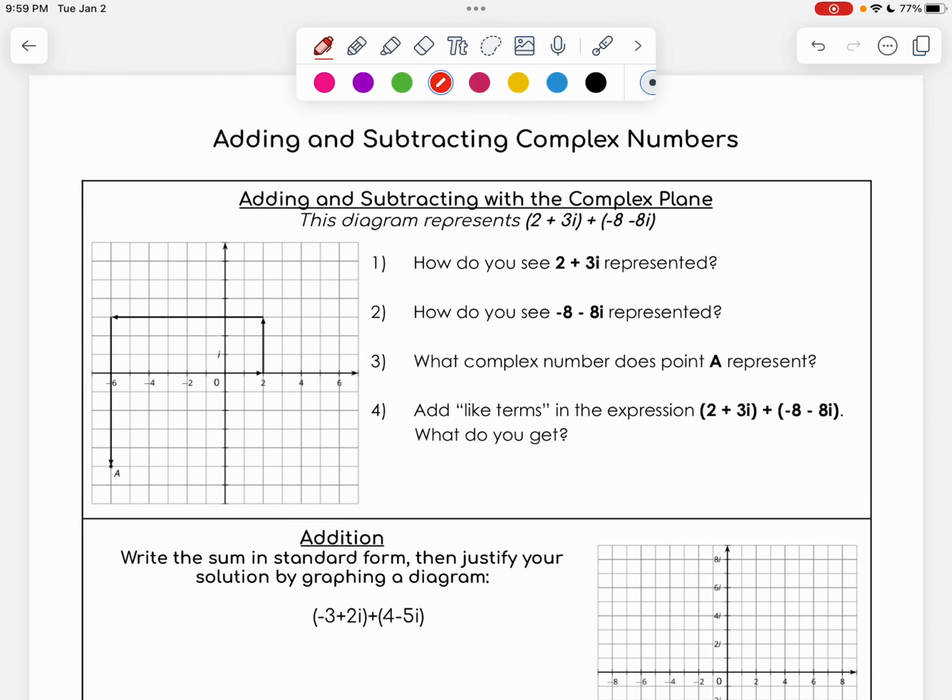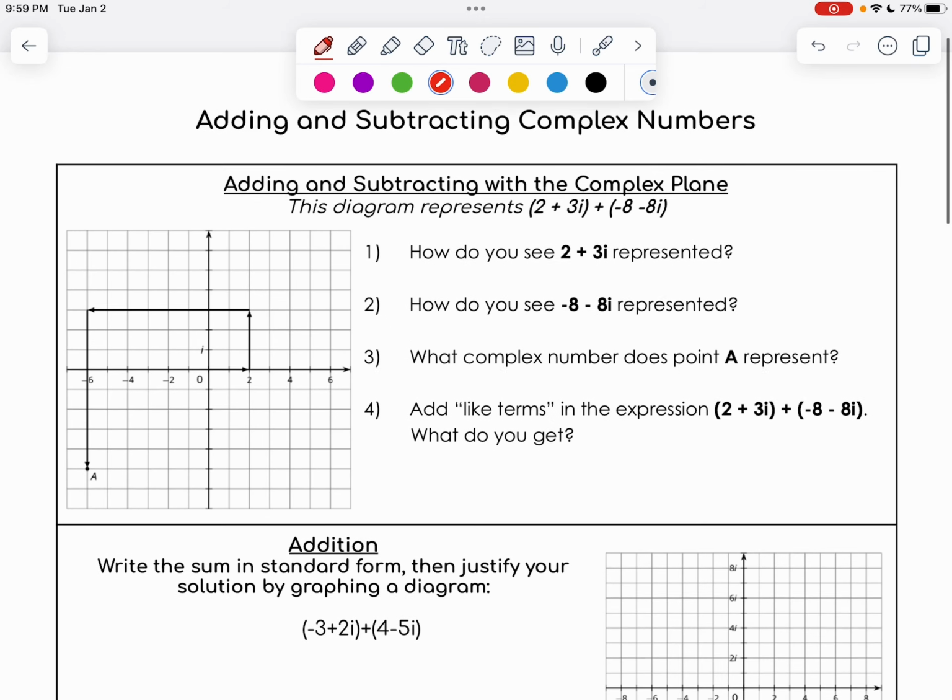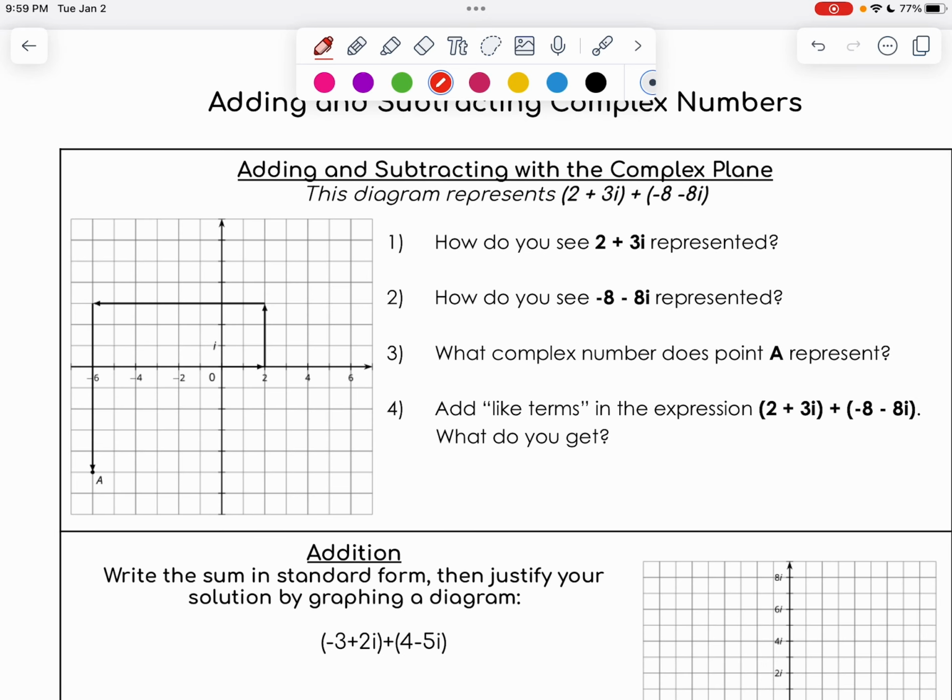This video is going to be going over how we add and subtract complex numbers. So we're going to start with looking at this on the complex plane. This diagram that we have here to the left represents the addition of the complex numbers 2 plus 3i plus negative 8 minus 8i.